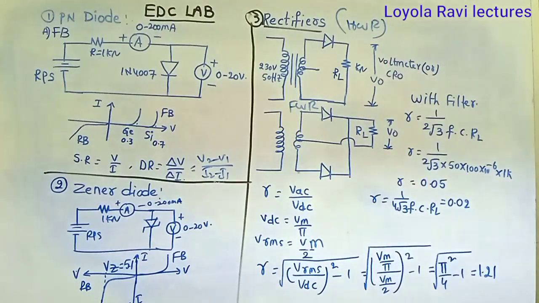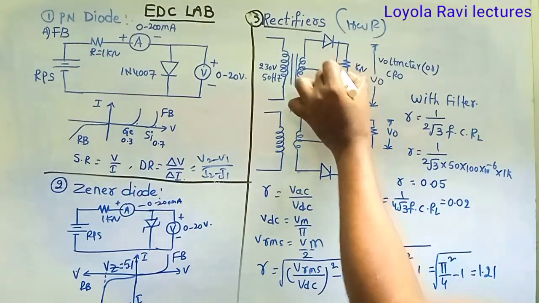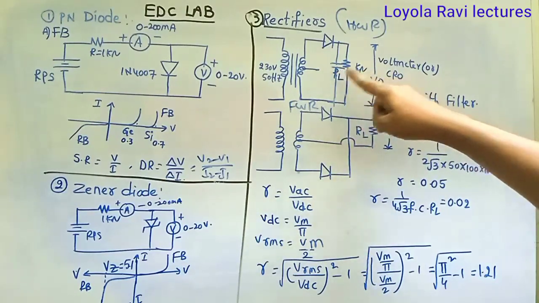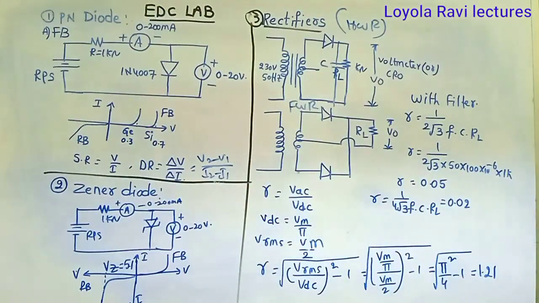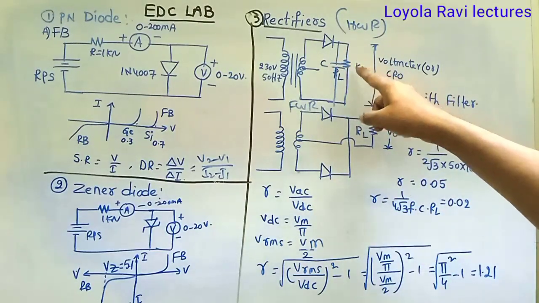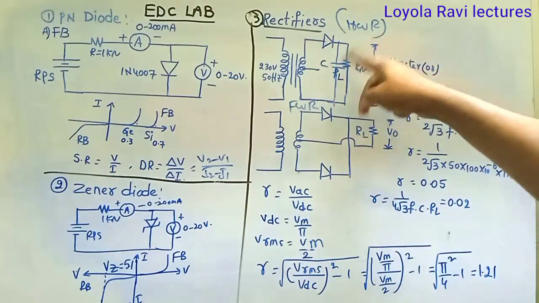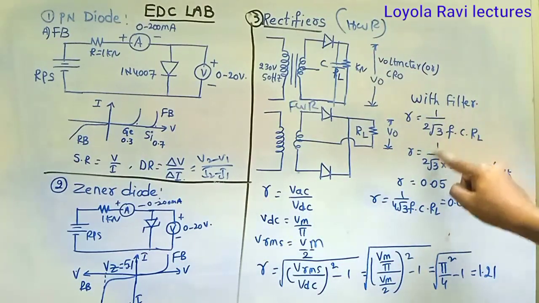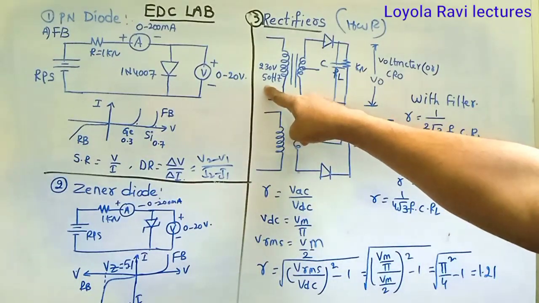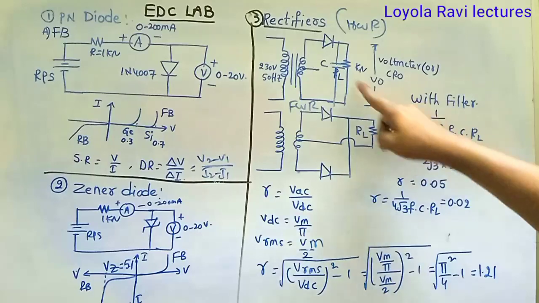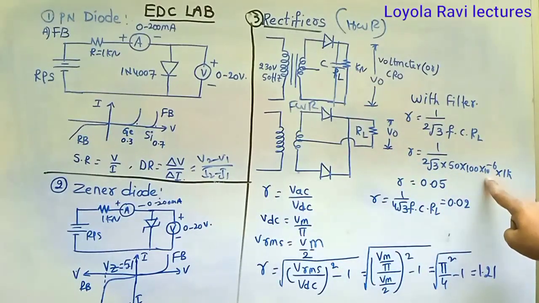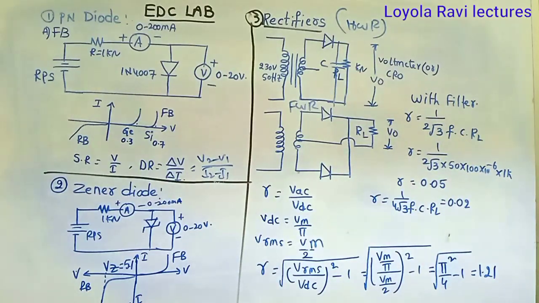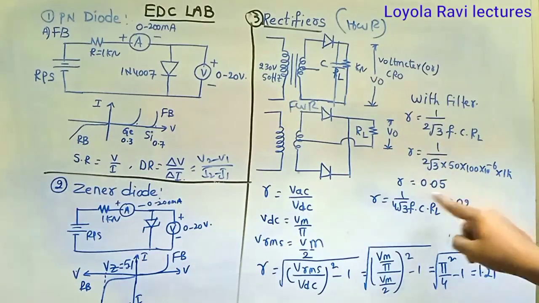Similarly with filter. If you connect one capacitor C parallel to the resistor, that is a capacitive filter. If you connect a capacitive filter, that is nothing but half wave rectifier with filter. Here the formula is 1 by 2 root 3 into F into C into RL. F is 50 Hz given input frequency, and C is, here we are taking 100 microfarads, 100 into 10 power minus 6, and RL is 1 kilo ohm. If you substitute all the values, you will get 0.05. So this is theoretically 0.05.